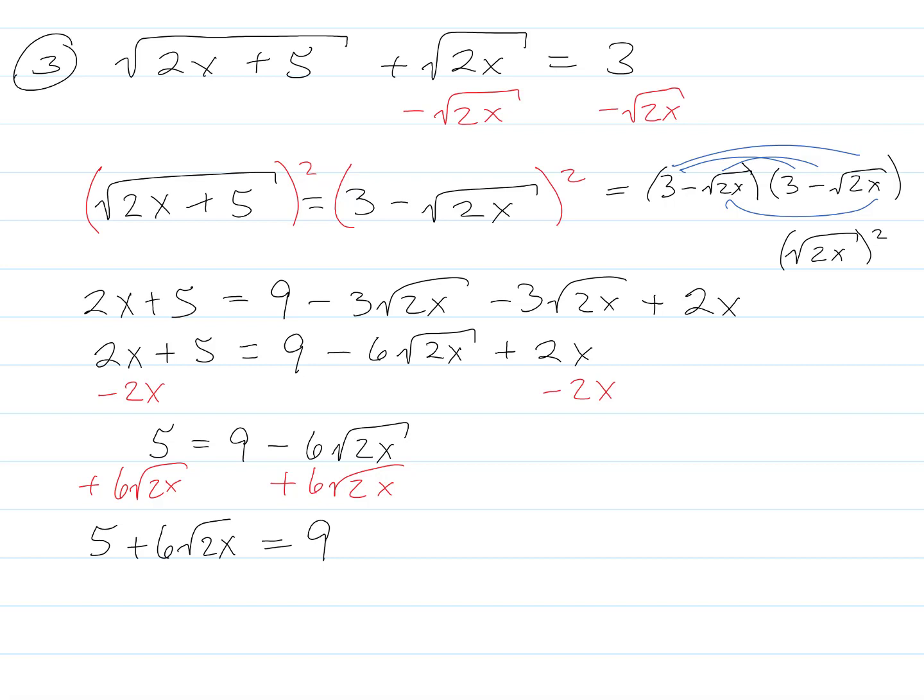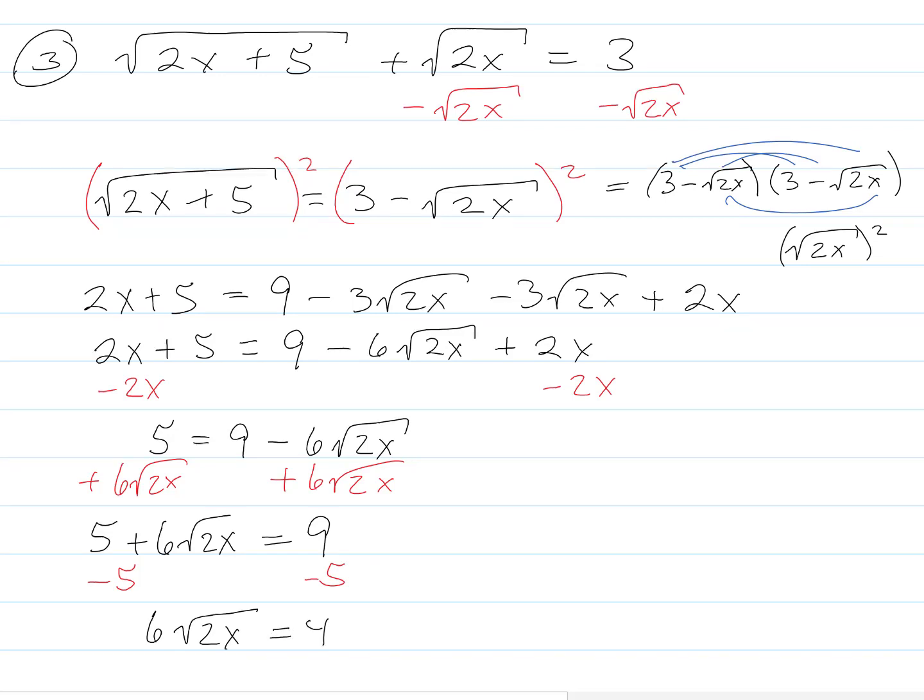All right, 5 plus 6 root 2x has to be equal to 9, and I just did that to make it positive. I could have multiplied the whole thing by negative 1, but this makes me happy. Subtract 5 from both sides. So I've got 6 root 2x is equal to 4.